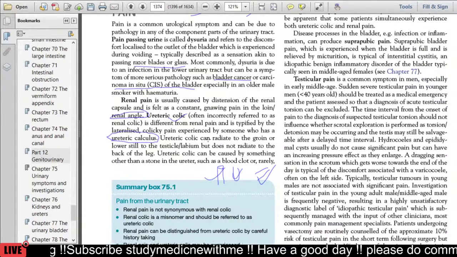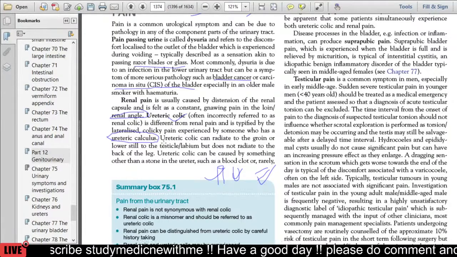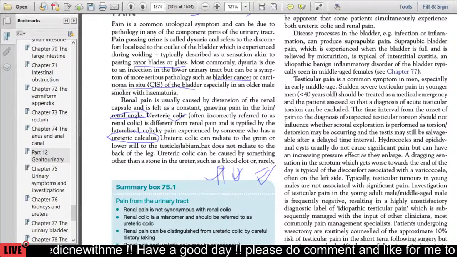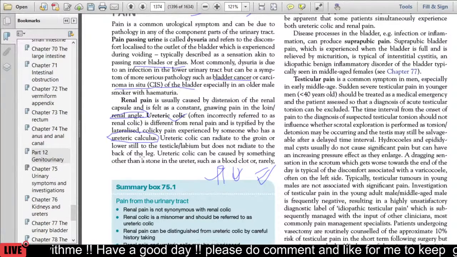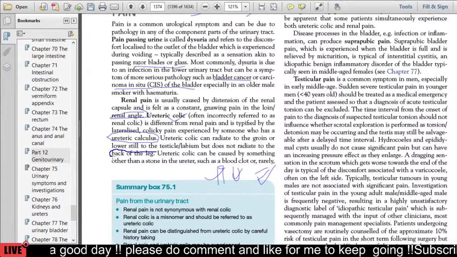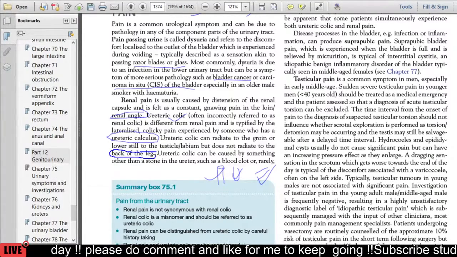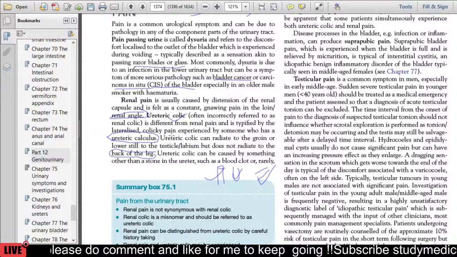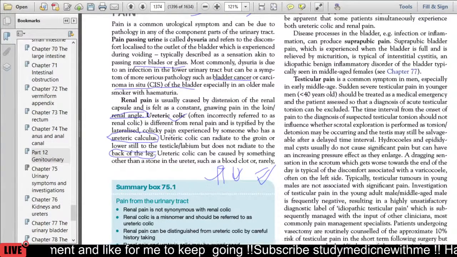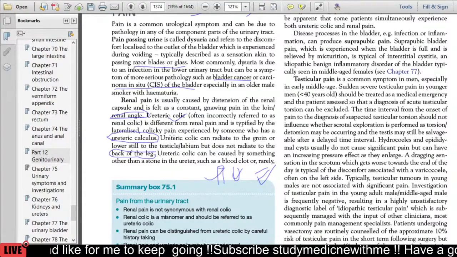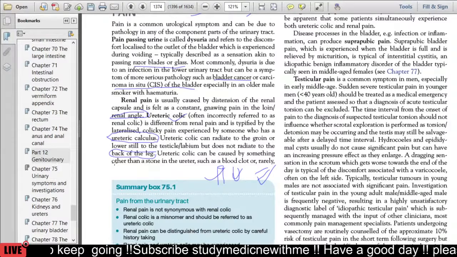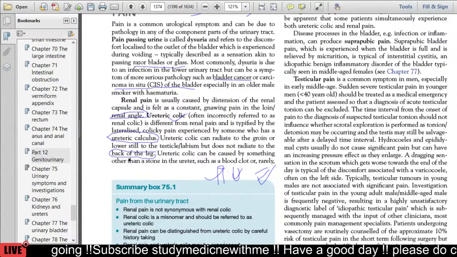Ureteric colic can radiate to the groin or lower, to the testicle or labium, but does not radiate to the back of the leg. If there is a stone in the ureter, it can radiate to the testicles, to the groin region, but not to the back of the leg. I don't know what the significance of mentioning the back of the leg is.